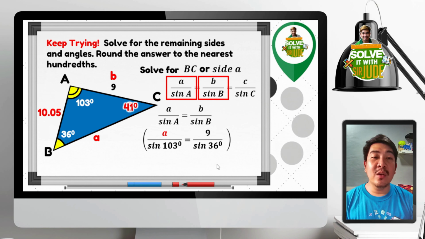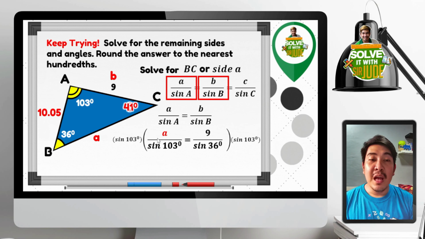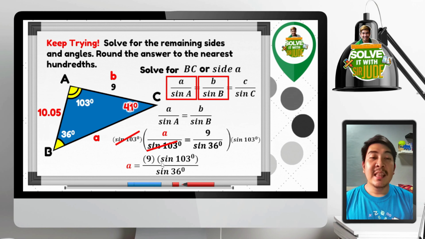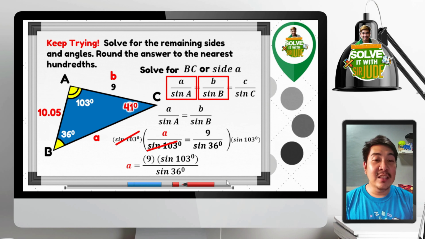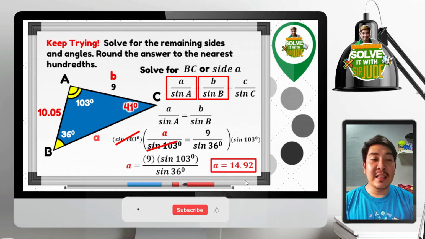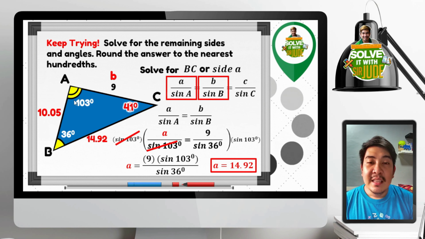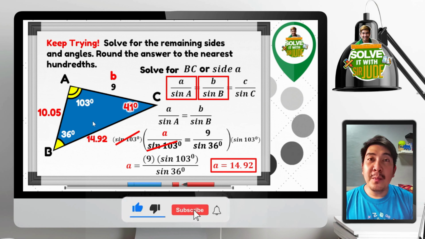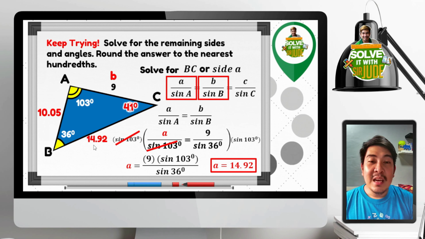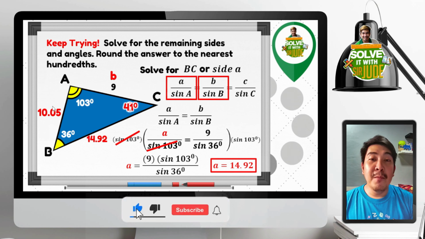Next, we need to multiply both sides of the equation kung ano yung denominator ng unknown variable. So in this case, we need to multiply both sides of the equation by sine 103 degrees, since sine 103 degrees is the denominator of the unknown variable A. Simplifying this one, we now have A is equal to 9 times sine 103 degrees all over sine 36 degrees. And upon encoding in your scientific calculators and rounding off the answer to the nearest hundredths, the answer must be A is equal to 14.92. There. And if you can see the logic here, kung tama yung sagot mo or close yung sagot natin, since A has the largest angle, yung opposite side niya should be the longest side. And if you can see, 14.92 is the largest among the sides.